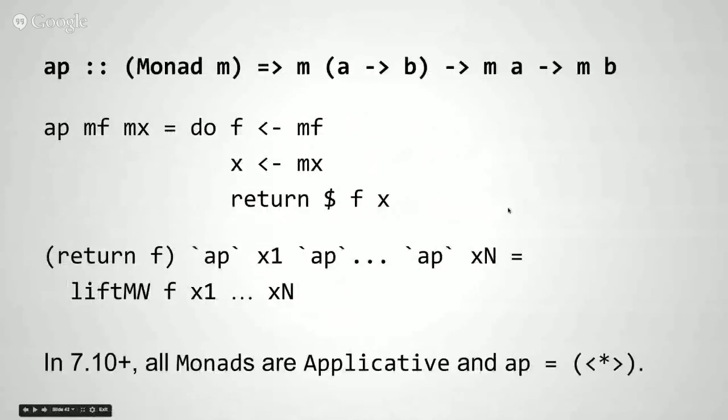ap is exactly like the applicative app. It takes 2 values, except on a monad. It takes a monadic value containing a function and a monadic value around the x, and it will evaluate both and then return f of x.